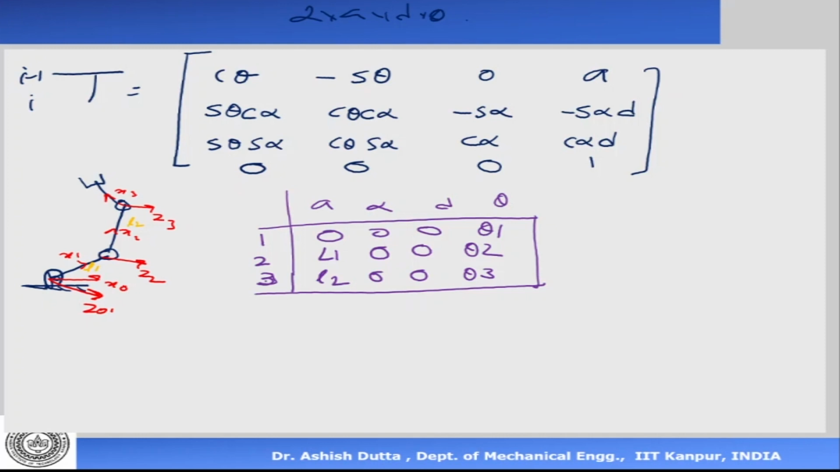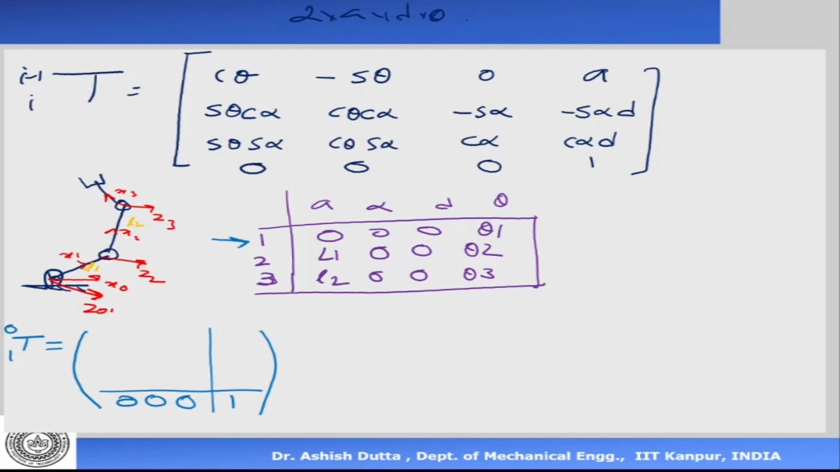Now I want to make my transformation matrix. So the first transformation matrix is going to be T0 to 1. Now this matrix is going to be, this is 0 0 0 and that is 1. That will always be the same. So let me take one row at a time.